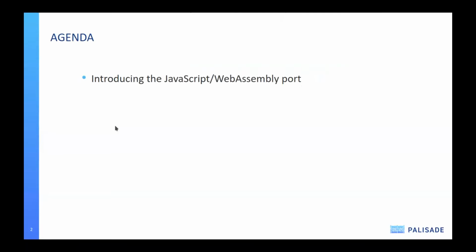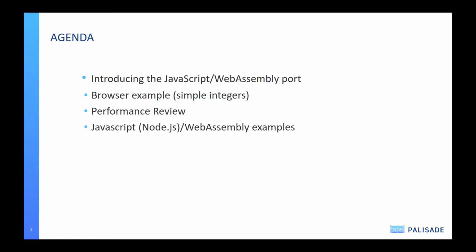So what we're going to be going over is introducing what the JavaScript/WebAssembly port is, what it does do, what it doesn't do, what it does fast, what it does slow. Going over an example of using fully homomorphic encryption within the browser, which replicates a simple integers example shown in previous webinars, reviewing the performance of it in more detail, going over examples that run within NodeJS.